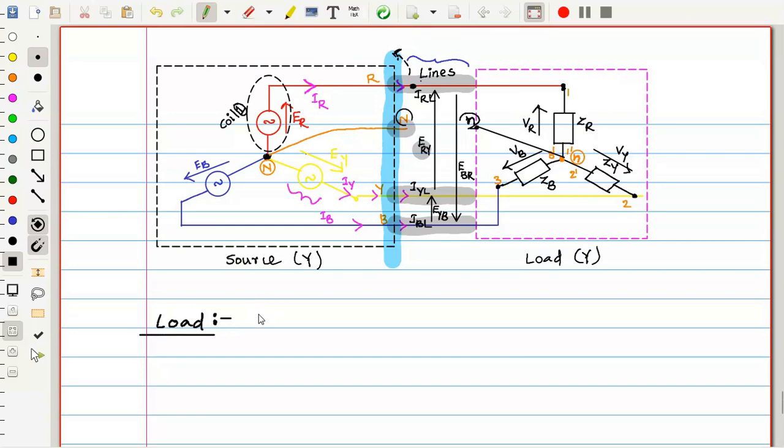Now try to observe that the R phase load is ZR. ZR is the impedance of the R phase. We know that impedance is a complex number. It may be of the form R plus jXL or R minus jXC. If it is an RL combination, R plus jXL. If it is an RC combination, R minus jXC. Generally it can be written in A plus jB form.